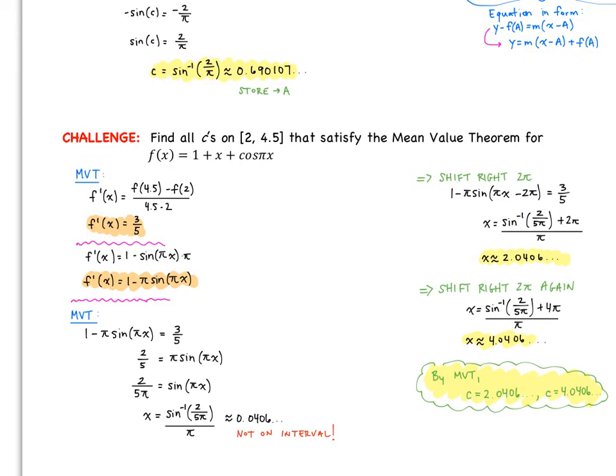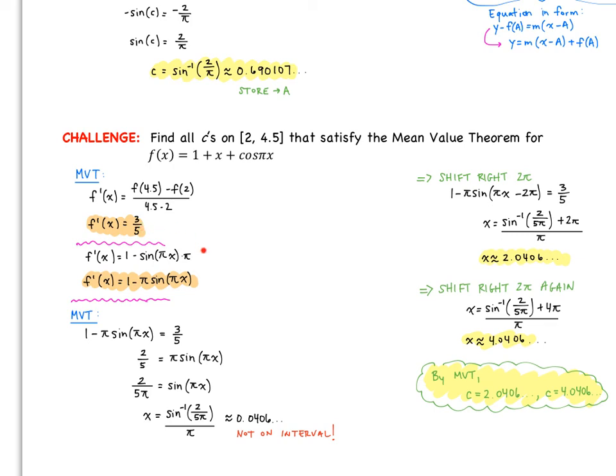This last example is a challenge problem. So don't worry too much if you have questions, but I'm certainly going to walk you through it because it's a good practice problem. So what we want to do is find all c's, so all those c values, on that interval from 2 to 4.5 that satisfy the mean value theorem, okay, for our function. So are we continuous on this interval? Yes, we are continuous, and f is also differentiable. So now we can apply the mean value theorem and say, okay, f prime equals that average rate of change. So we know f prime of x has to equal 3/5.